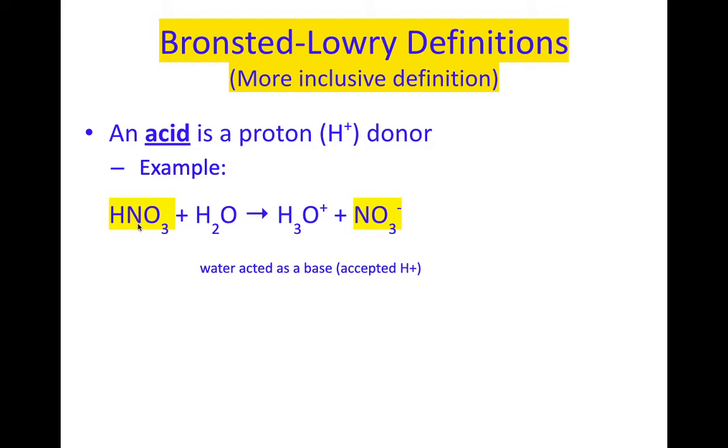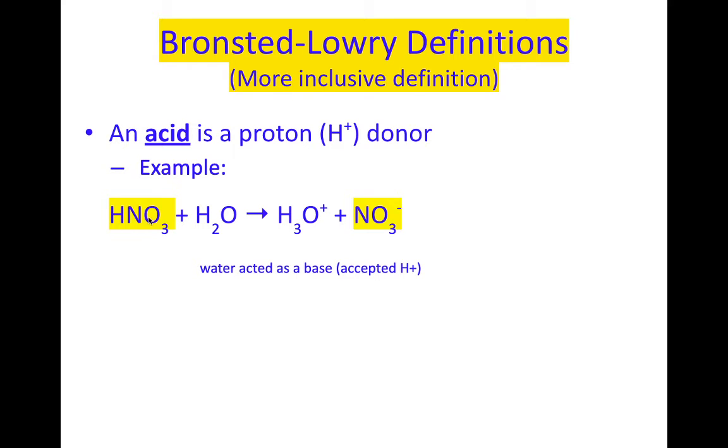So the acid is at the beginning of the equation, and then the conjugate base is at the end, after the arrow. So the acid and base are always before the arrow, and the conjugate acid and conjugate base are always after the arrow. So again, this HNO3 donated a hydrogen ion. That's how we know it was an acid, and it became the NO3 minus when it donated a hydrogen ion.